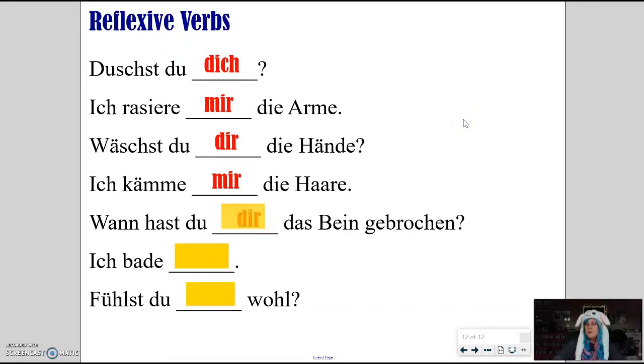Wann hast du dir das Bein gebrochen? When did you break your leg? So, when did you break? What did you break? The leg? Whose leg? Your leg. Wann hast du dir das Bein gebrochen?